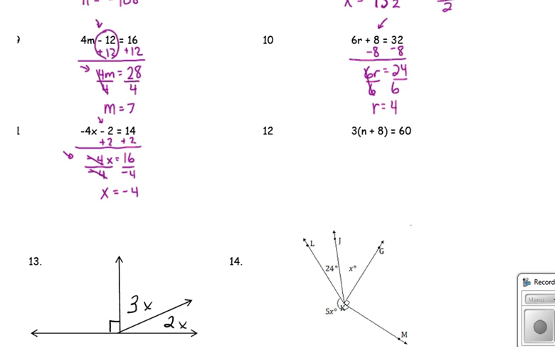Number 12, distribute the 3 to both terms. So we have 3 times the first term plus 3 times the second term is equal to 60. That gives us 3n plus 24 equals 60. Subtract 24 from both sides of the equation. Simplify.